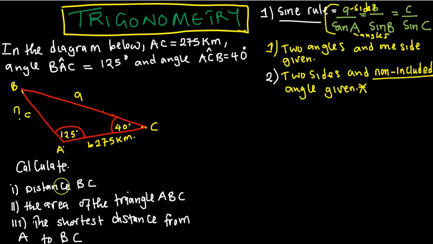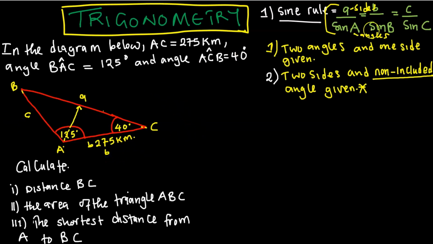So now let us find BC. BC, the one that we are finding, means we are finding small letter a, which is the whole of this side. Now how are we going to find small letter a? Like I said, this is small letter c, this side, and this is small letter b.